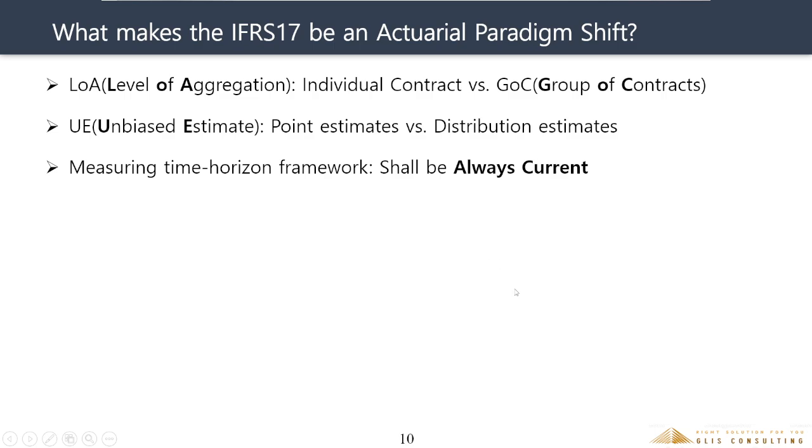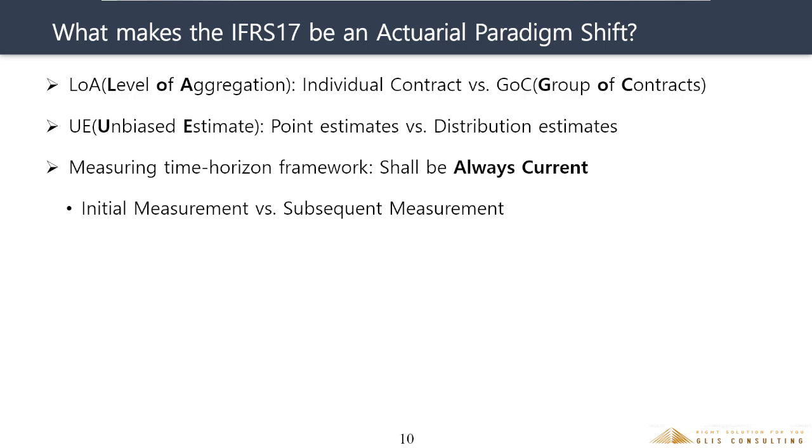And also the measuring time horizon framework. It means that previously we just priced the contract and that was permanent. So we just kept evaluating all the reserves, especially the premium reserve, using whatever assumptions we used when we priced them. But in IFRS 17, as time goes by, you have to be based on whatever is current at the time, right? So it keeps changing. So that's another factor.